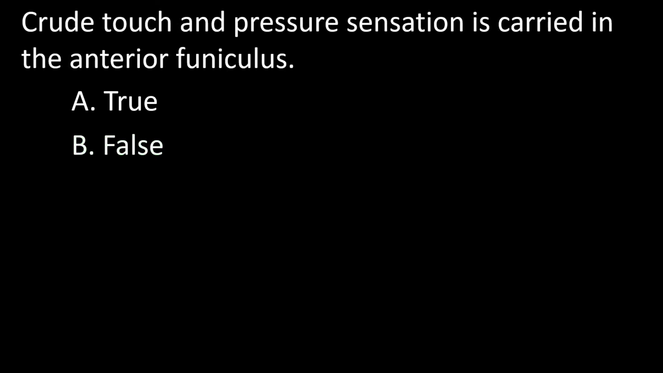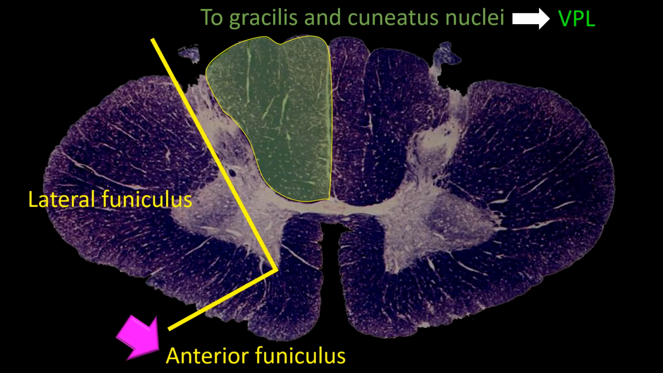Next question. Crude touch and pressure sensation is carried in the anterior funiculus. A true, B false. The anterior funiculus contains ascending and descending tracts. One of the largest ascending tracts originates in the contralateral dorsal horn and terminates in the ventroposterior lateral thalamic nucleus. This tract carries crude touch and pressure sensation.